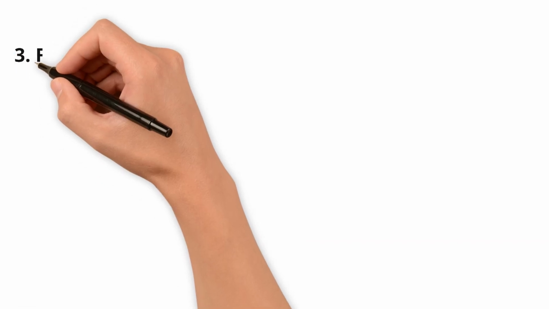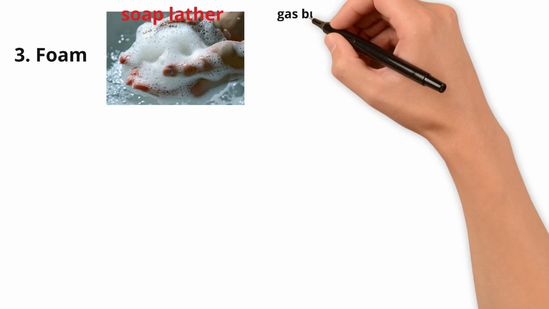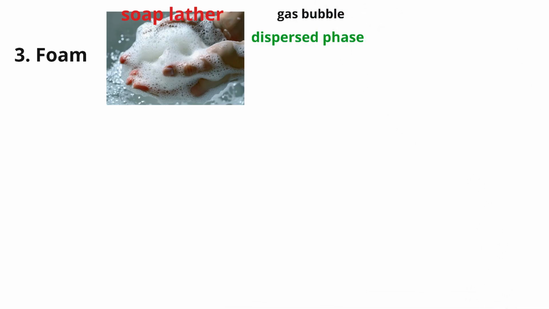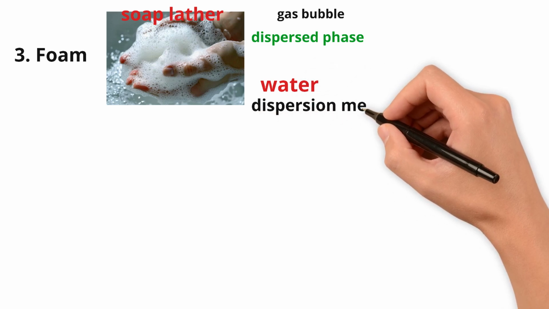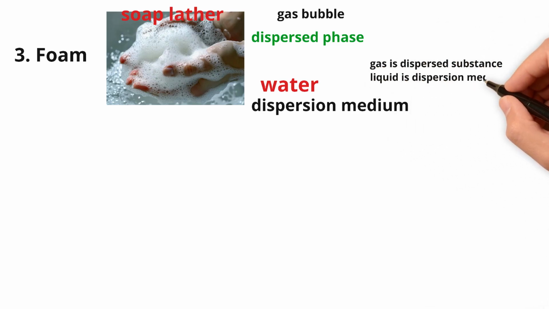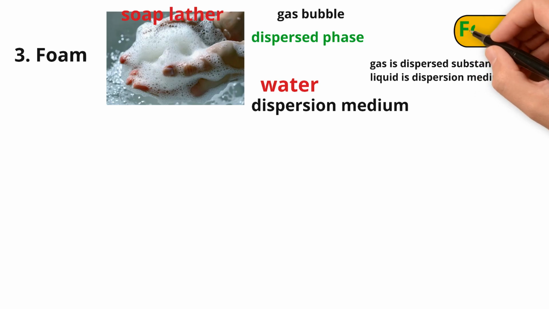Now the third type of colloidal solution. Let us take soap lather. The gas bubble is the dispersed phase, and water is the dispersion medium. When gas bubbles are distributed through water, they form soap lather. The gas is the dispersed substance, liquid is the dispersion medium, and they form foam. Foam is a type of colloid.